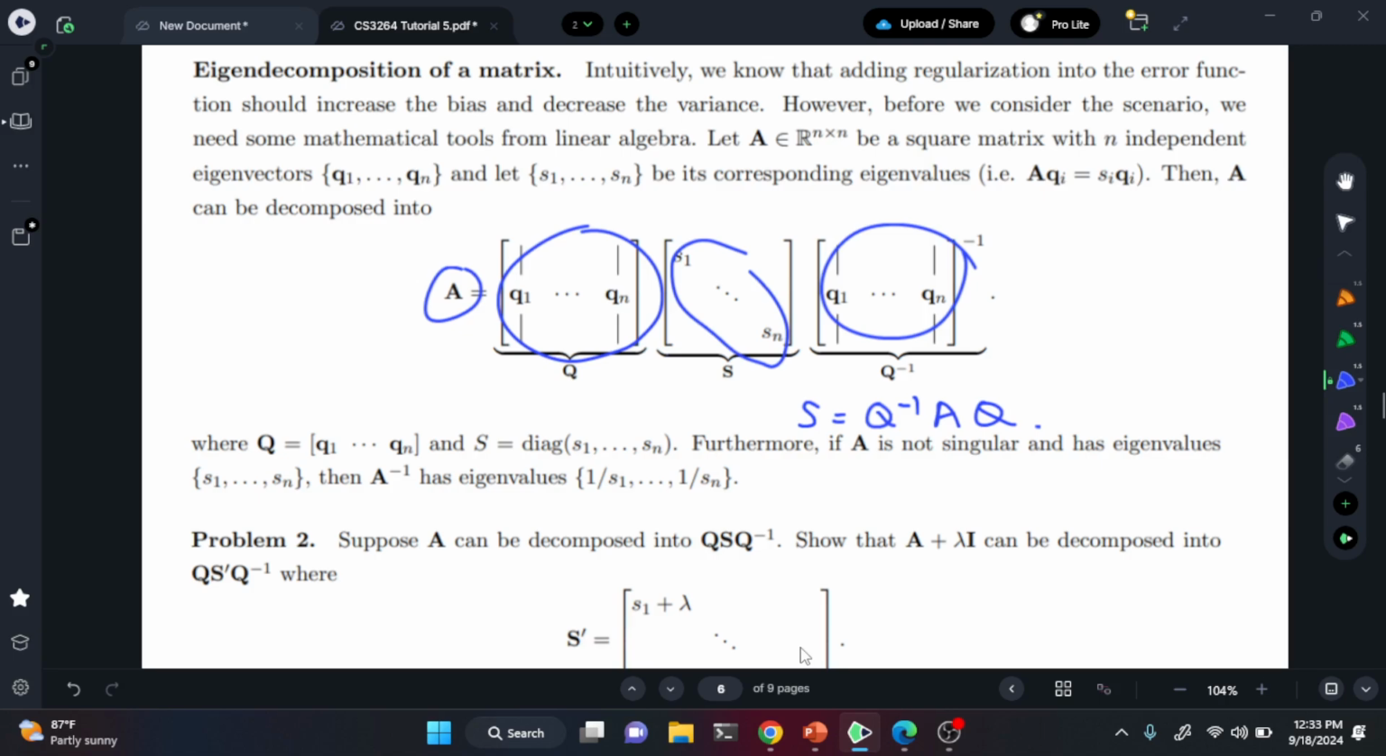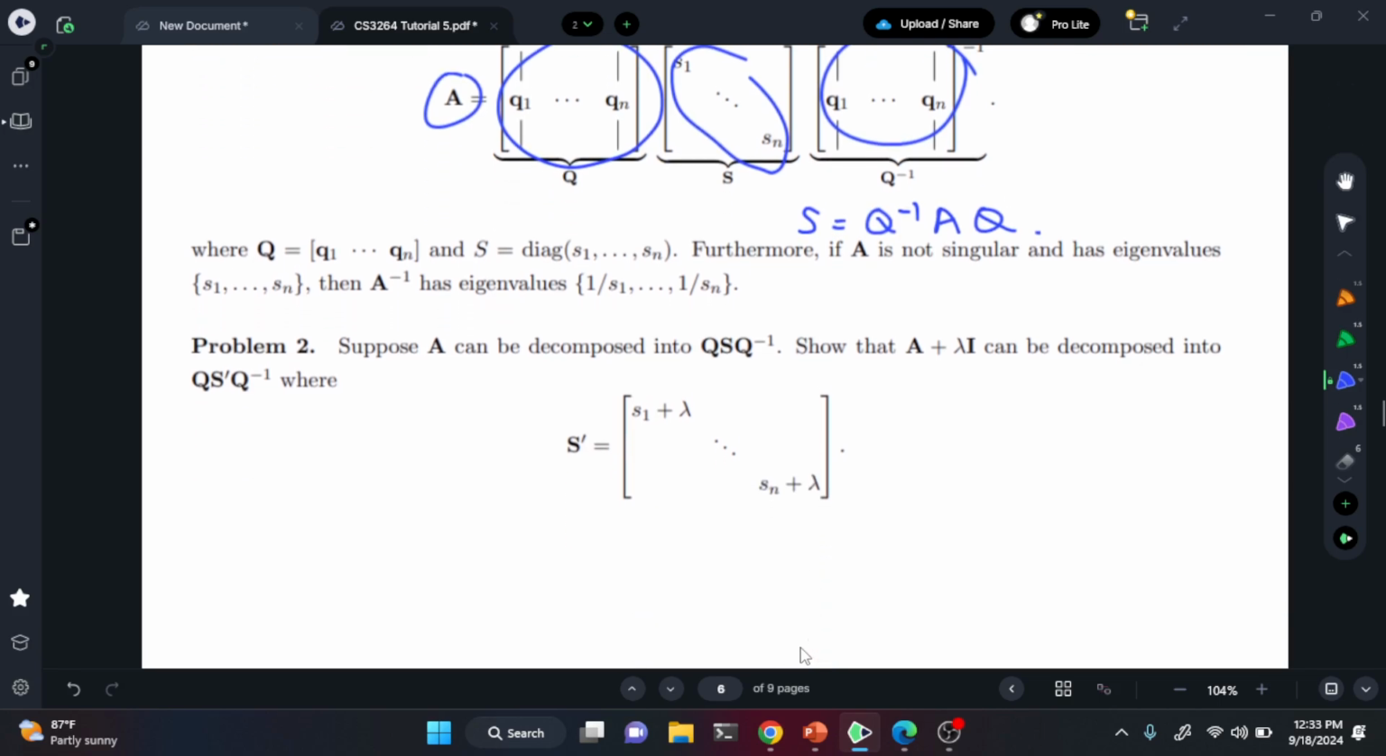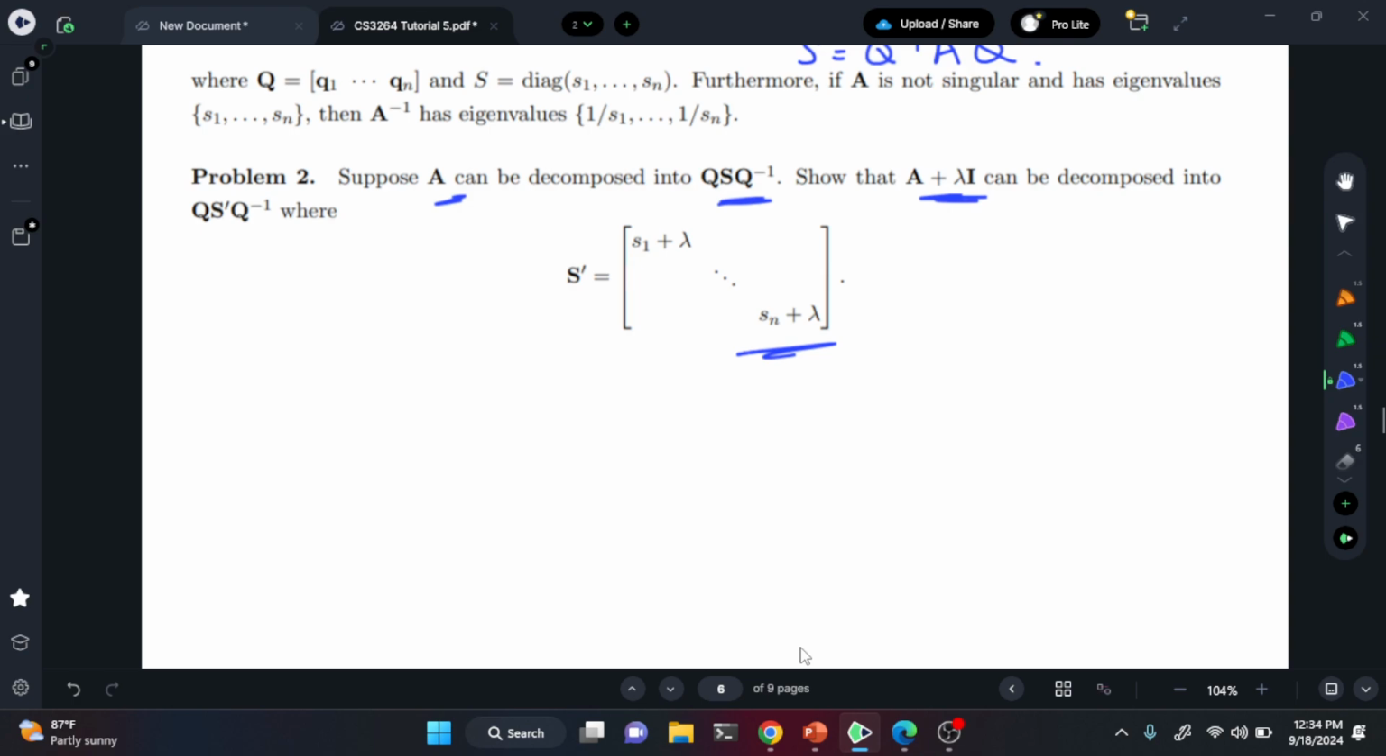But we are not going to go into the diagonalization part today. What we want to show now is that if A can be decomposed this way, can I show that A plus lambda I can be decomposed this way? That's my goal for today. Okay, so let's try to do this problem. This one is actually quite short. Let's take A equal to Q S Q inverse, assuming that Q itself is invertible. That's my common assumption here. So when this happens, I can do A plus lambda I, which is essentially just Q S Q inverse plus lambda I.